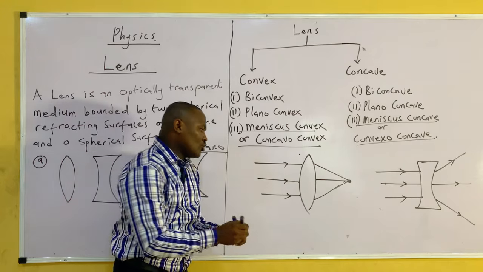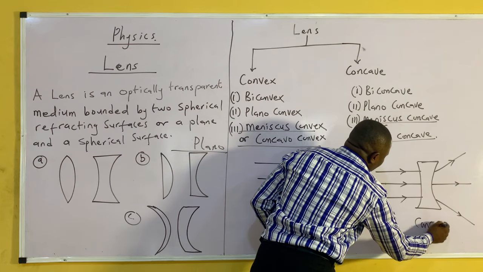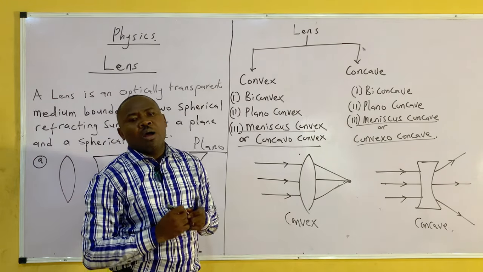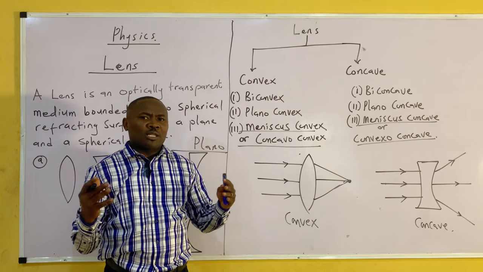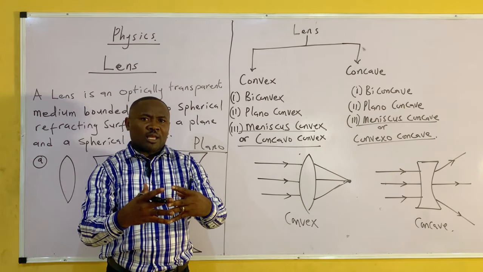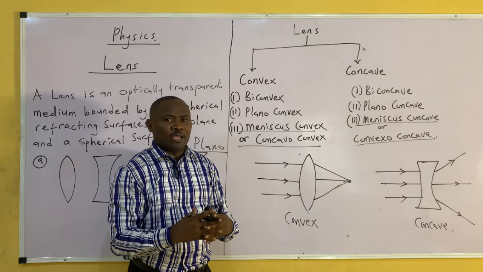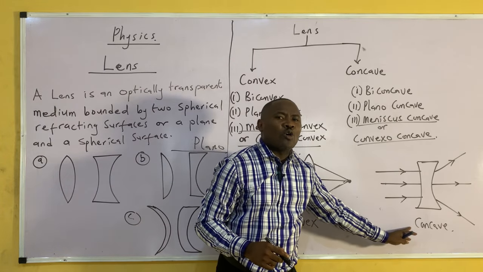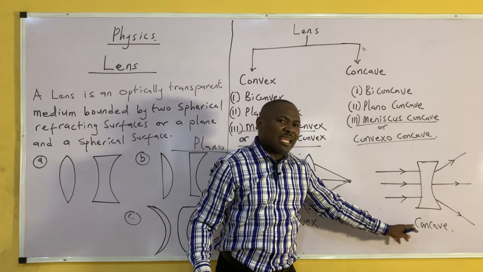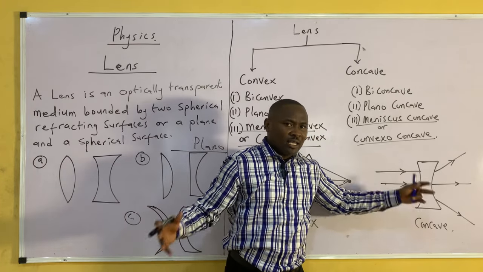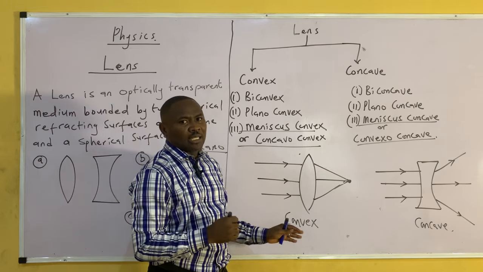Now, I'll show you a convex lens. This is a convex lens, while this is a concave lens. Now remember, from our mirror class, a concave mirror converges rays of light. But for a lens, a convex lens converges rays of light. A convex mirror diverges rays of light, but in lens, a concave lens is what diverges. So what the mirror does is the opposite of what the lens is doing.